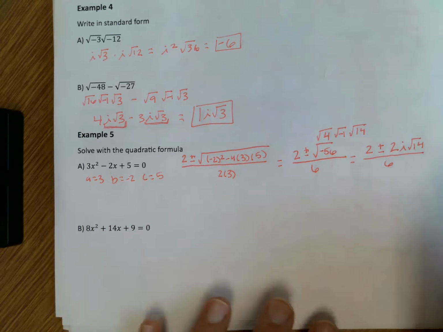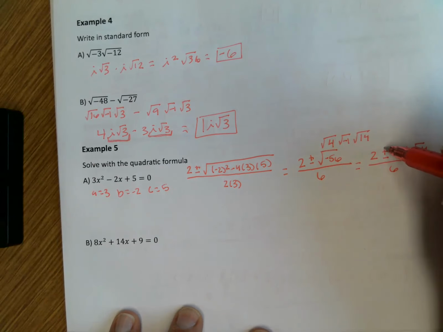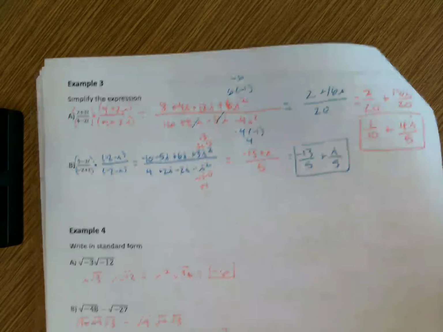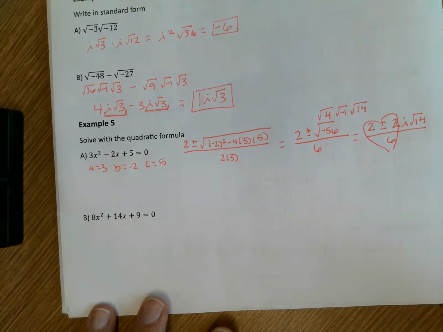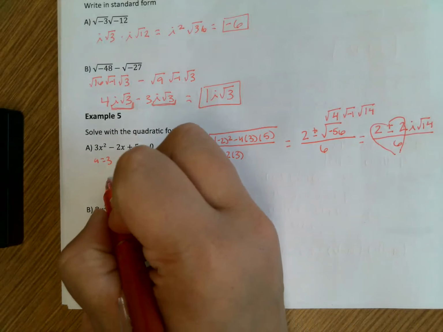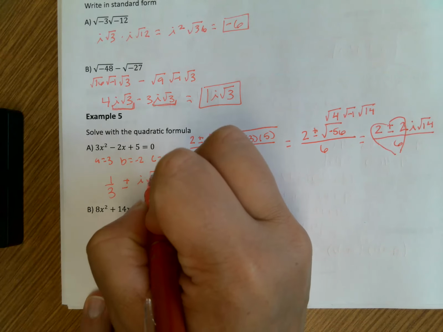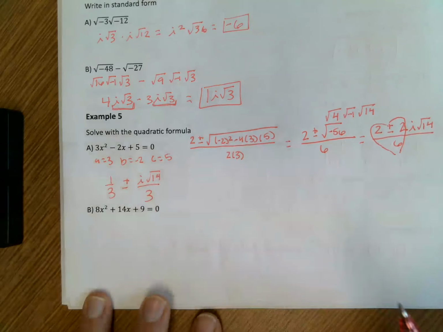I can simplify this further. You can, if you want to, just look at your heart to simplify, or else you can simplify how we did up here and write them as two separate ones. They're all divisible by 2. So my final answer would be 1 over 3 plus or minus i square root 14 over 3.